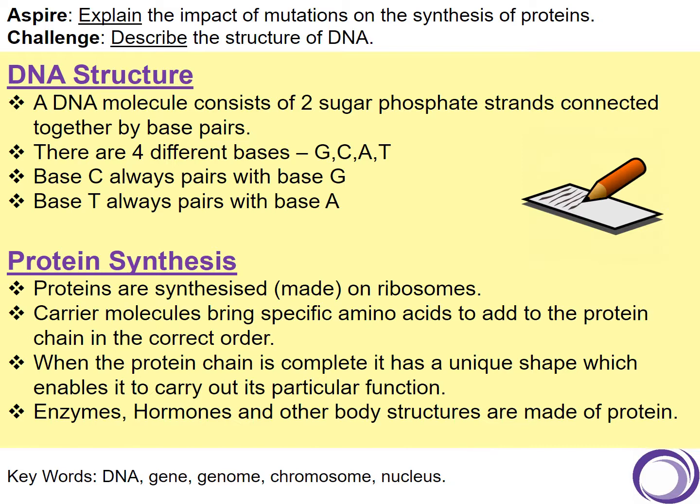Protein synthesis. Proteins are synthesized, made on ribosomes. Carrier molecules bring specific amino acids to add to the protein chain in the correct order. When the protein chain is complete, it has a unique shape which enables it to carry out its particular function. Enzymes, hormones, and other body structures are made up of protein. So if you just want to pause the video there and get those notes down, just make 2 nice summaries, one on DNA structure and one on protein synthesis.